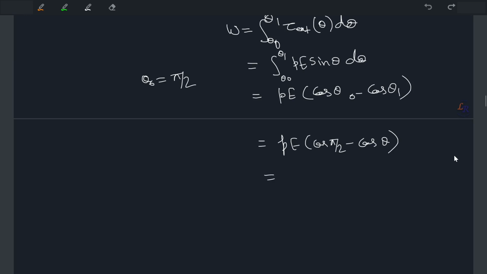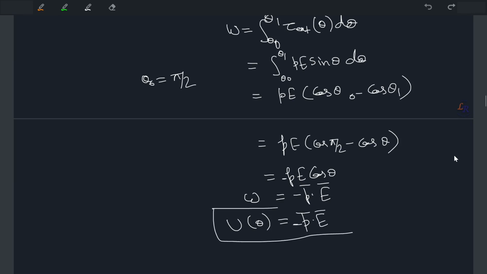So this can be written like that. Since cos pi by 2 is 0, it becomes minus p cos theta, or you can write it as minus p dot E, the dot product of the two. So this is how you calculate the work done to rotate it from perpendicular to the electric field to some angle theta, and that will be the potential energy at angle theta, which can be written as U(theta) equal to minus vector p dot E, the dot product. So this is a very important formula for calculating the potential energy of a dipole in an external field.